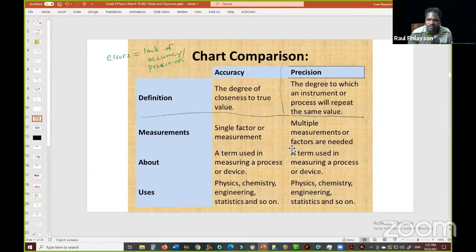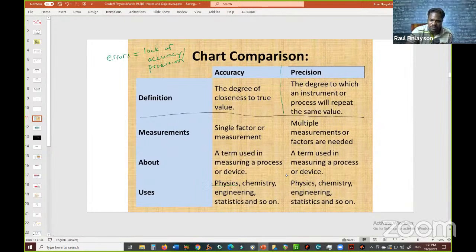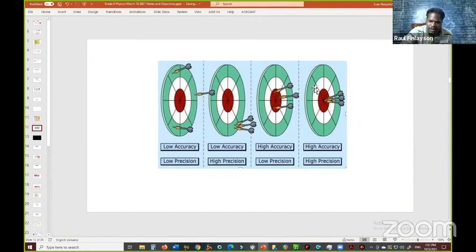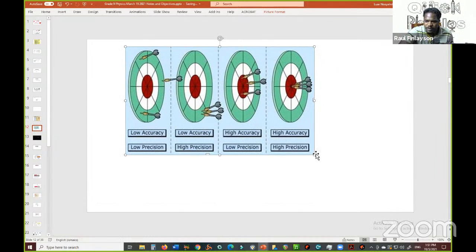All right. So again, we see where this is actually used: in physics and in chemistry and engineering, statistics, and so on. All right. Hope this helps, guys. We'll go on to a more visual demonstration, I should say here.